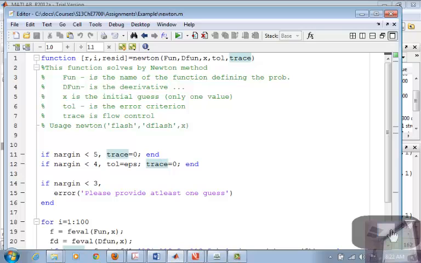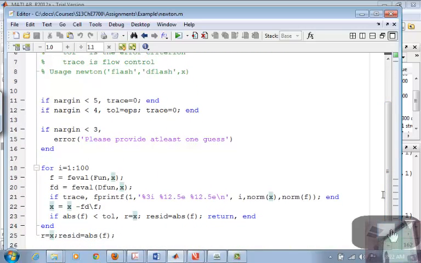And if the number of arguments is less than 3, I say I need something to get the job done, so please provide at least one guess, that is for x. If you have not provided the guess, I cannot do that. So I'll just raise an error, which means MATLAB is going to quit the function after printing out the error message. Any questions on that?